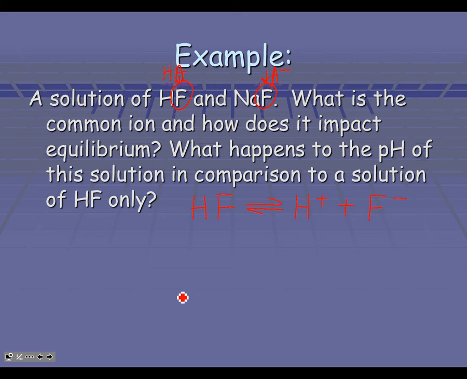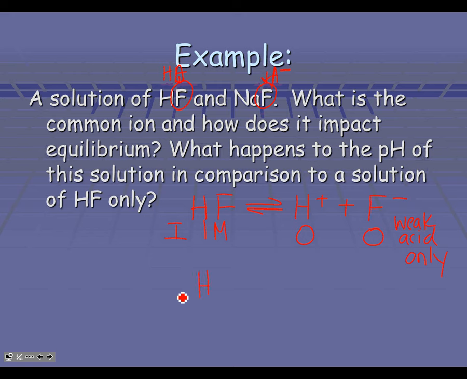We have our weak acid, arrow goes both ways, and it dissociates into hydrogen and fluoride. Now if this was just the weak acid only in our ice, we'd have some concentration. Let's just make it 1 molar for the sake of argument. And then these would both be 0, nothing there. This is a normal problem, so this is just if we have weak acid only. But what happens if we now add in that salt? We add in sodium fluoride and we add in that common ion.